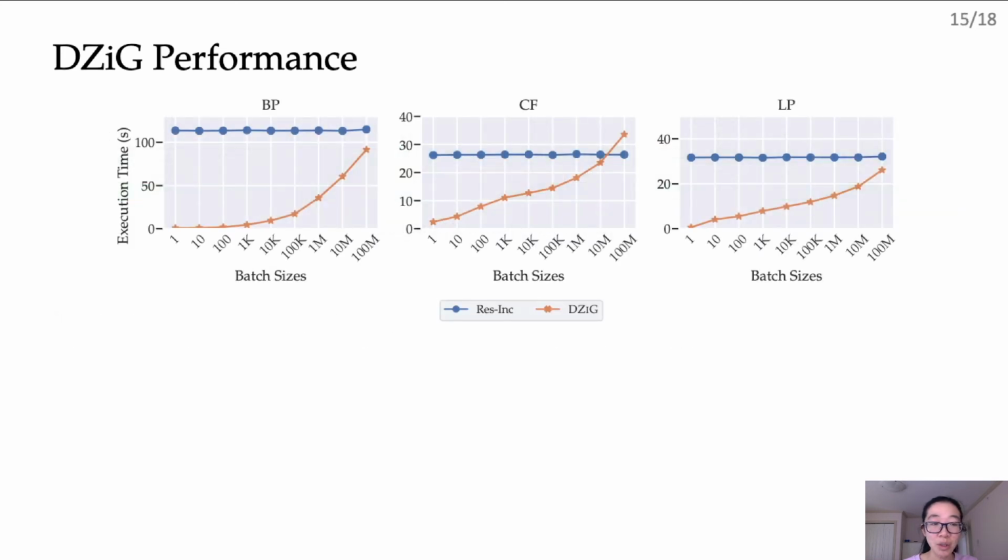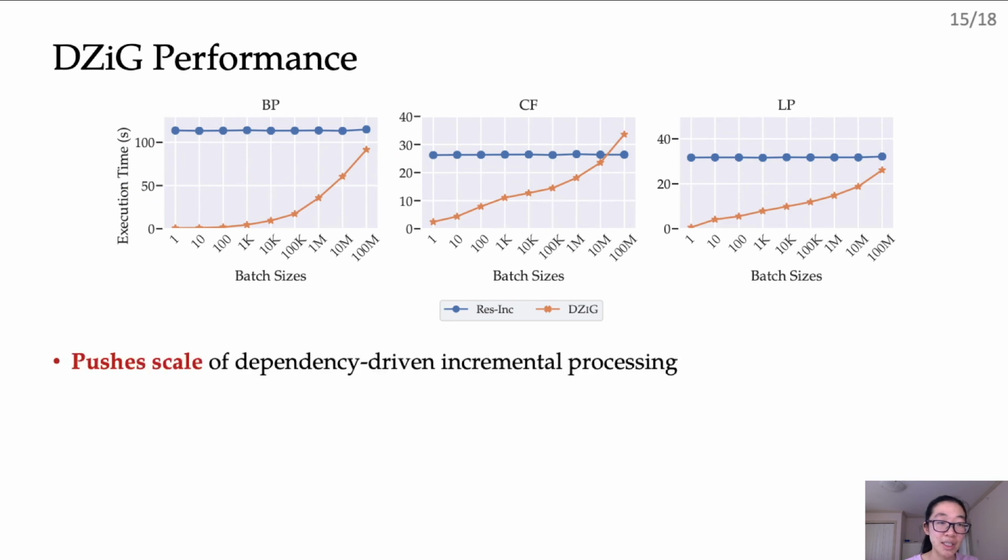We also measured the performance across different mutation batch sizes. So apart from a single edge mutation, we simultaneously applied multiple edge mutations all the way up to 100 million edge mutations at a time. As we can see, Delzero-aware processing retains high performance even across very large mutation batch sizes. In fact, it pushes the scale of dependency-driven incremental refinement to over 10 million simultaneous mutations.